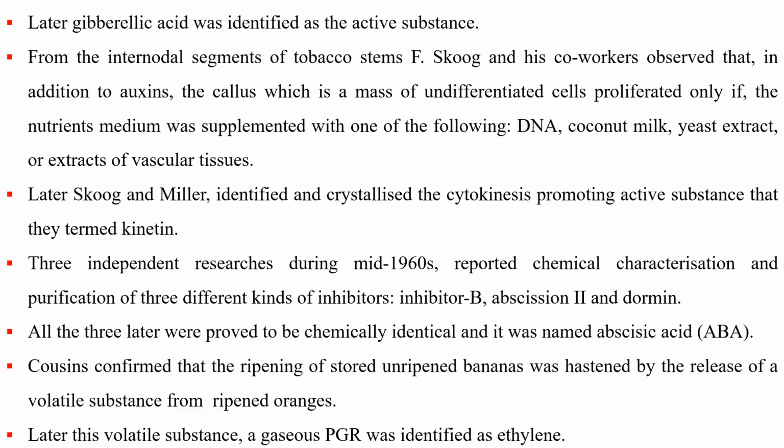Three independent researchers during the mid-1960s reported chemical characterization and purification of three different kinds of inhibitors: inhibitor B, abscission II, and dormin. All three later were proved to be chemically identical, and it was named abscisic acid. Cousins confirmed that the ripening of stored unripened bananas was hastened by the release of a volatile substance from ripened oranges. Later, this volatile substance, a gaseous PGR, was identified as ethylene.